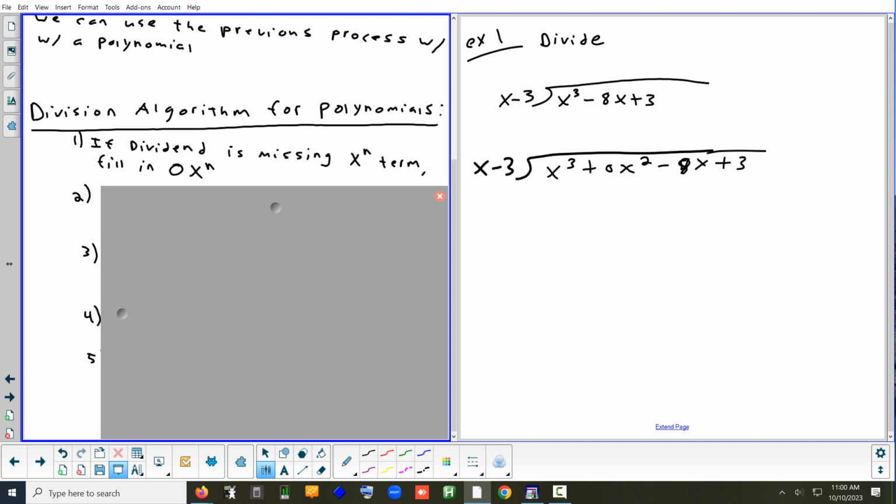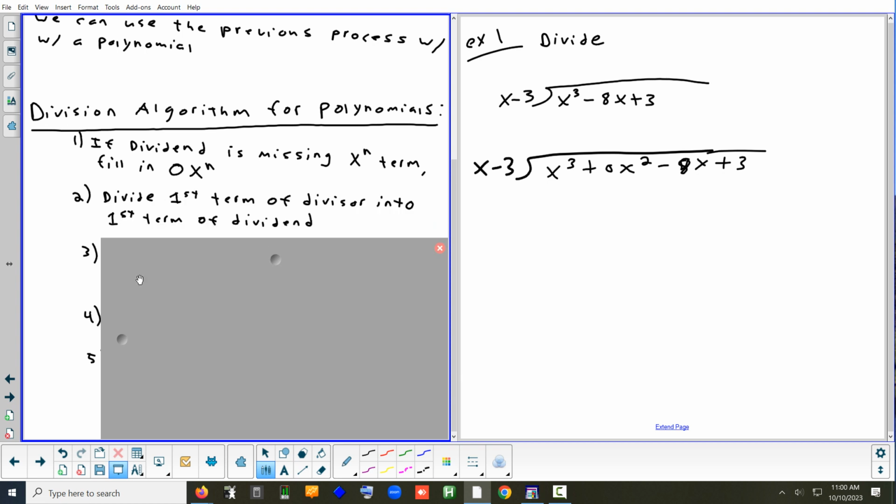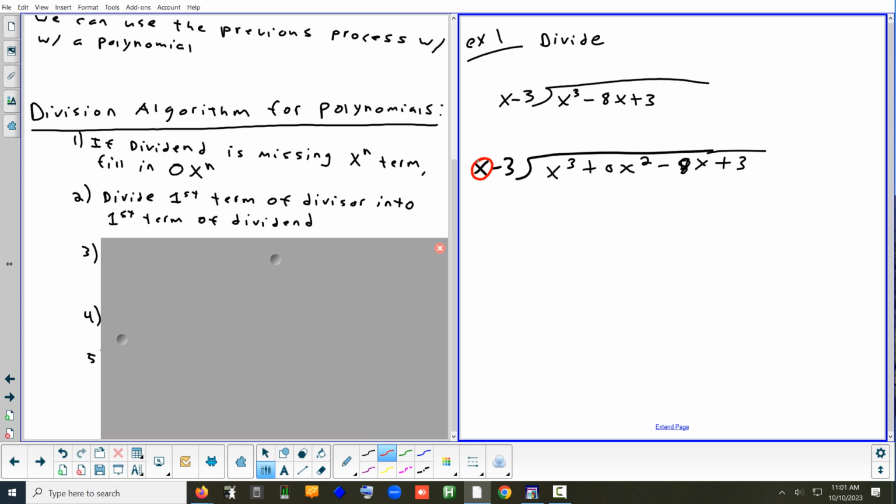Okay, second step. We're going to divide the first term of the divisor, which in this case is x, into the first term of the dividend, x cubed. What do you get if you divide x into x cubed? Yep. X squared. Perfect. Where you put the x squared doesn't really matter. Just put it above the horizontal line. It doesn't have to be lined up with anything special.